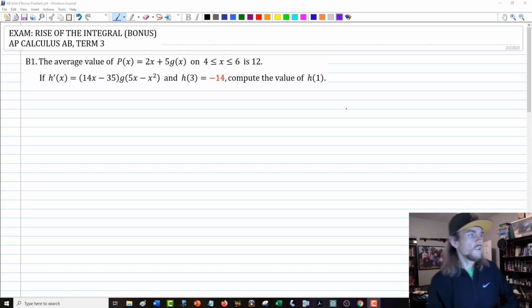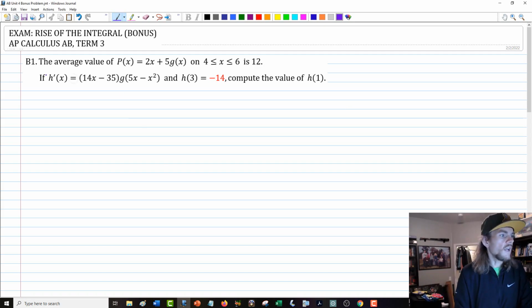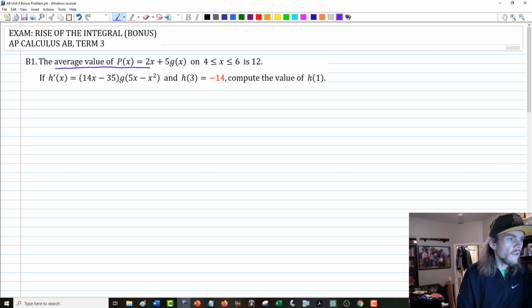So to kick things off, as I read this the first time, I noticed that in the first line, the average value of p of x equaling 2x plus 5g of x, for some function g that we don't have defined in any way, on the interval from 4 to 6 is 12. So basically, I want to start there. The average value of p of x on 4 to 6. Even before I read the second half of this bonus question, I want to start by translating that into math, because odds are we're going to need that information. We'll see how far we can go with it.